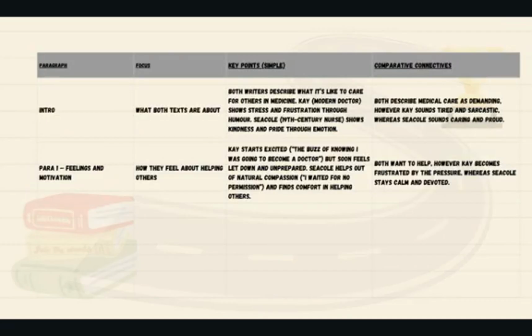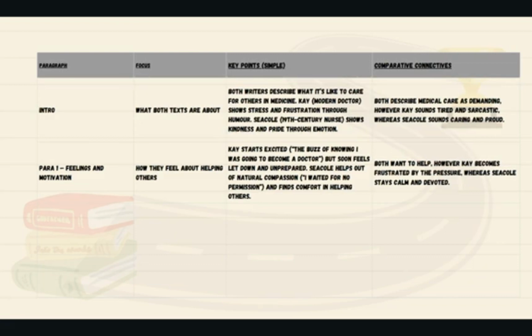The next paragraph is going to be paragraph 1, which talks about the feelings and motivation. So we have to focus on how they feel about helping others. So the key points for this are that Kay starts excited, saying the buzz of knowing I was going to become a doctor, but soon feels let down and unprepared. Seacole helps out of natural compassion and says I waited for no permission, and also finds comfort in helping others. So to compare this, we can say both of the nurses wanted to help. However, Kay becomes frustrated by the pressure, whereas Seacole stays calm and devoted. Pause the video now and have a go at writing this as a paragraph for me.